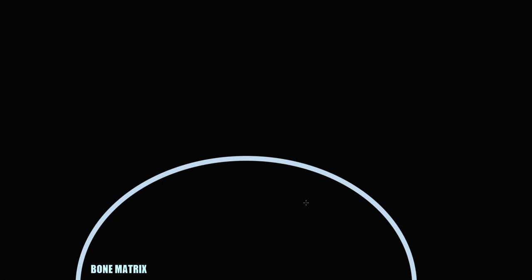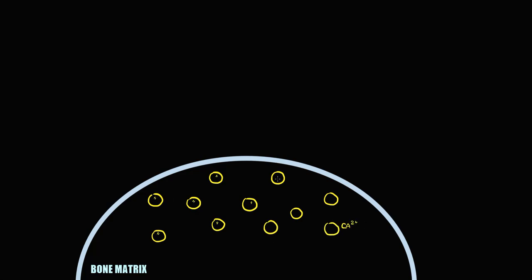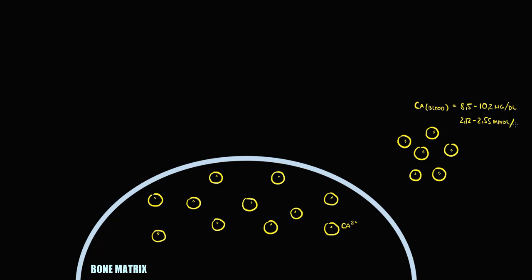Here we have bone matrix. Bone matrix contains a significant amount of calcium molecules. In addition to this, we have some amount of calcium molecules that circulate in the blood. In normal condition, the concentration of calcium in the blood is between 8.5 to 10.2 milligrams per deciliter if you are in the USA, and 2.12 to 2.55 millimoles per liter in the metric system.